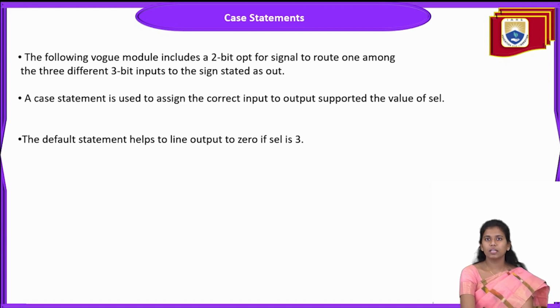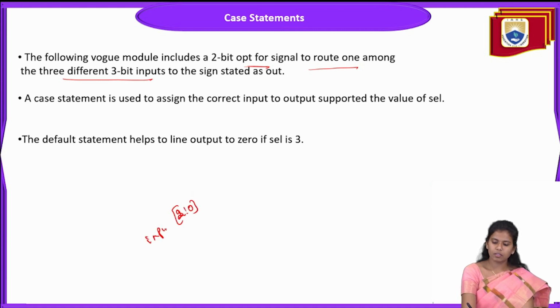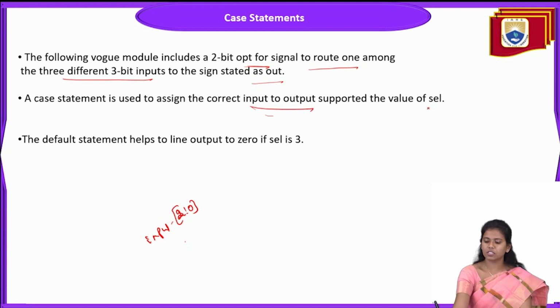So the following module includes what? 2-bit operations for a signal to route one among 3 input bits. Here we'll see 3 input bits, 2:0 means 3 input bits, to the signal stated as out. A case statement is used to assign the correct input to the output according to the value of selection. So here we need to do 3 things, right? We need to evaluate, we need to compare, and we need to match. That is what we will see in the coming example.